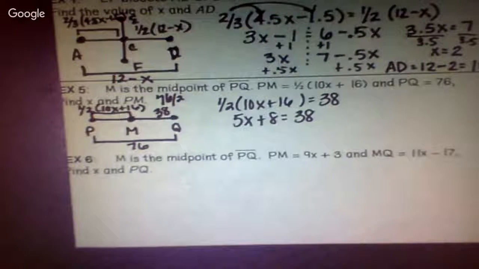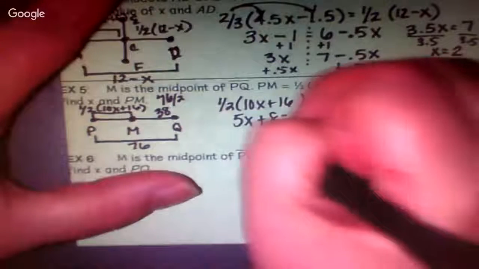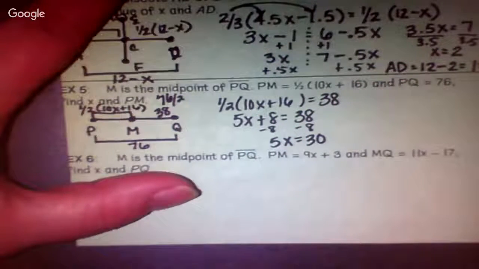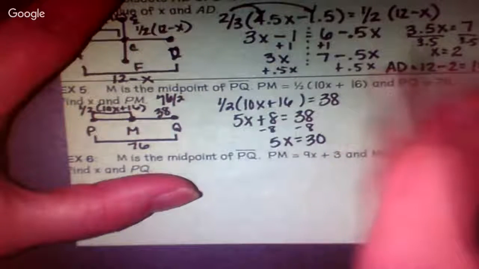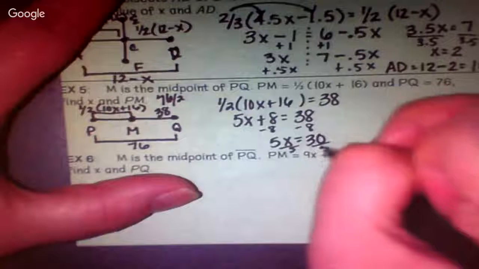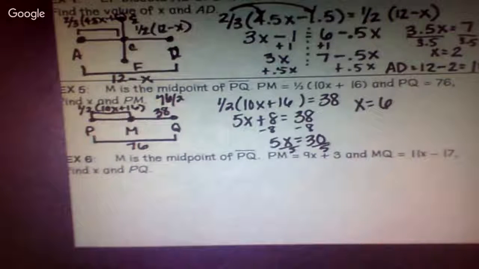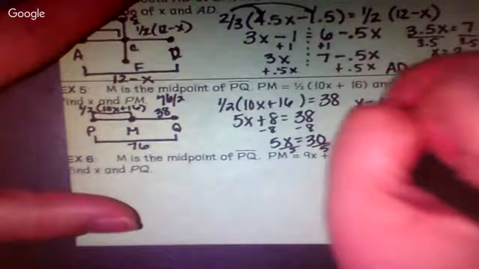What's being added? Good, we subtract the 8. Subtract your 8 from both sides. You get 5x equals 30. 6. How'd you get that? Divide by 5. Last step is divide by 5. X equals 6. So we answered the first part of the question. X equals 6. Now they want to know, what does PM equal? Hint, 38. If MQ equals 38, PM equals 38. Because it's the midpoint.